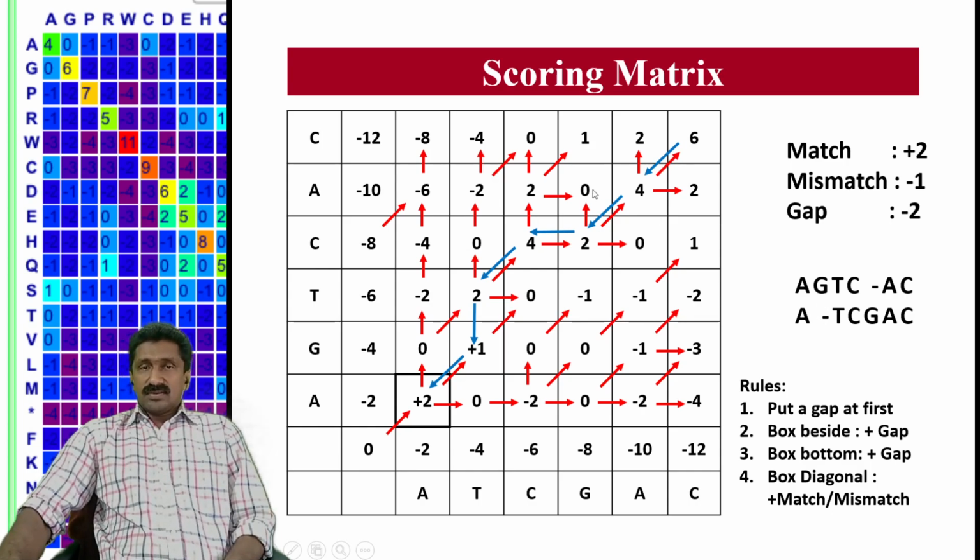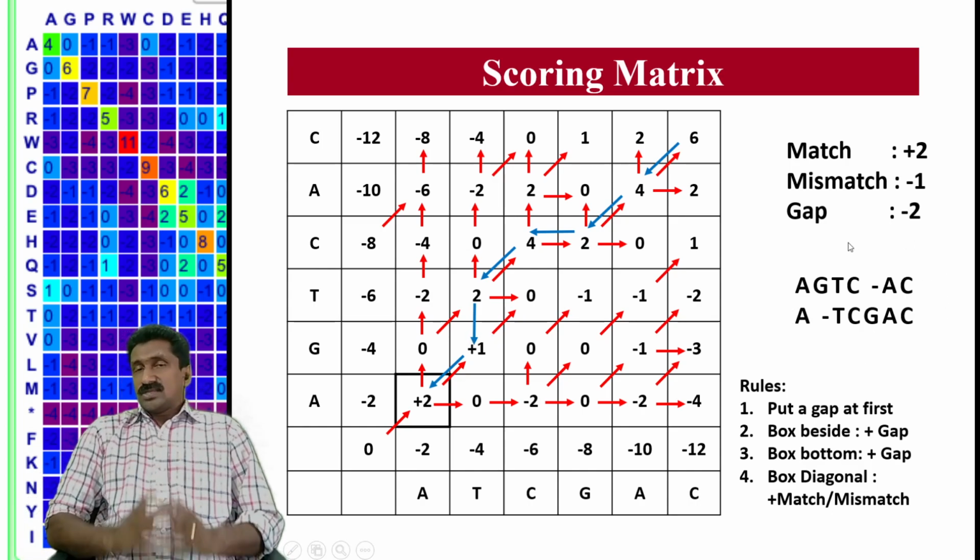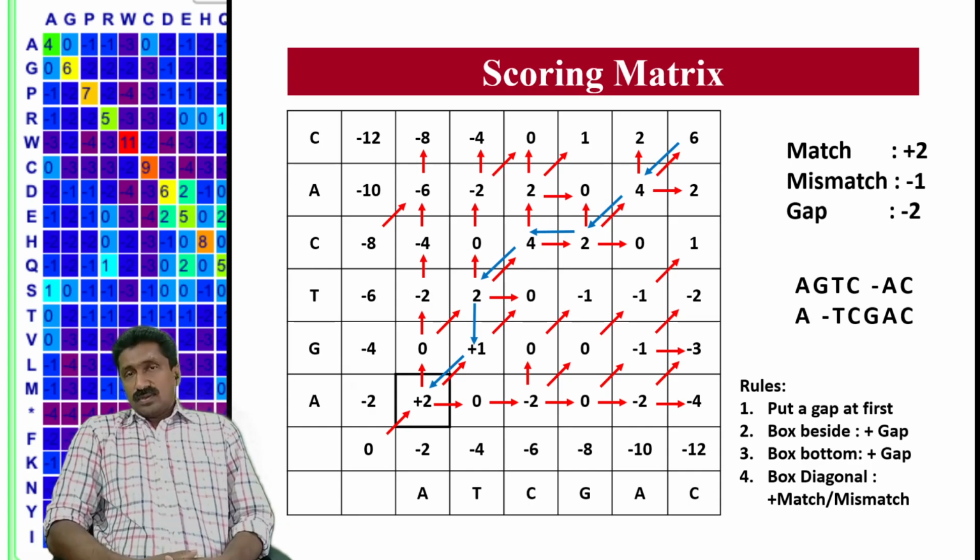So the program will calculate the values, and if there is a horizontal movement, a gap will be inserted in one sequence, and if there is a vertical movement, then the gap will be inserted in the second sequence, and the sequences are perfectly aligned based on the alignment score. So this is how the matrices were scored.